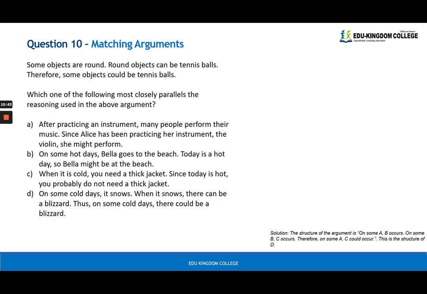And last question. So you know the drill for matching arguments. We want to replace the things that can be changed, the parameters, with letters. Some objects are round. Some A, sometimes B occurs. Round objects can be tennis balls. So some B can be C. Therefore, some objects could be tennis balls. Therefore, some A could be C.